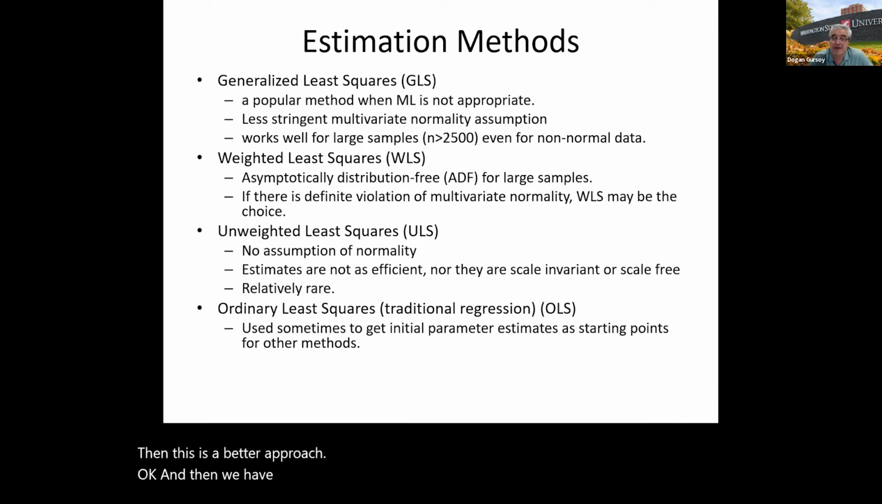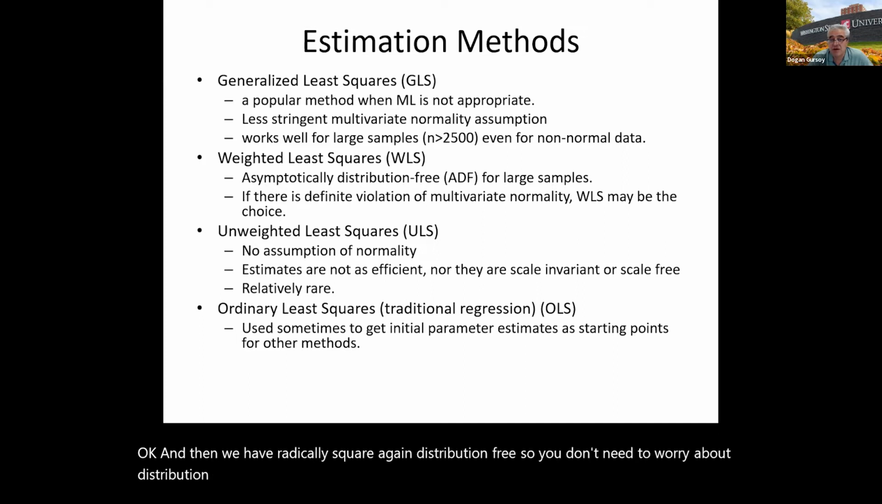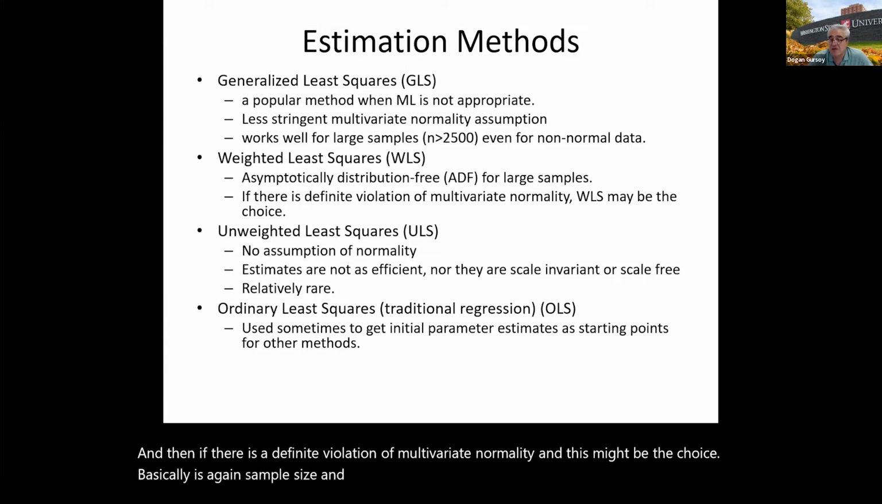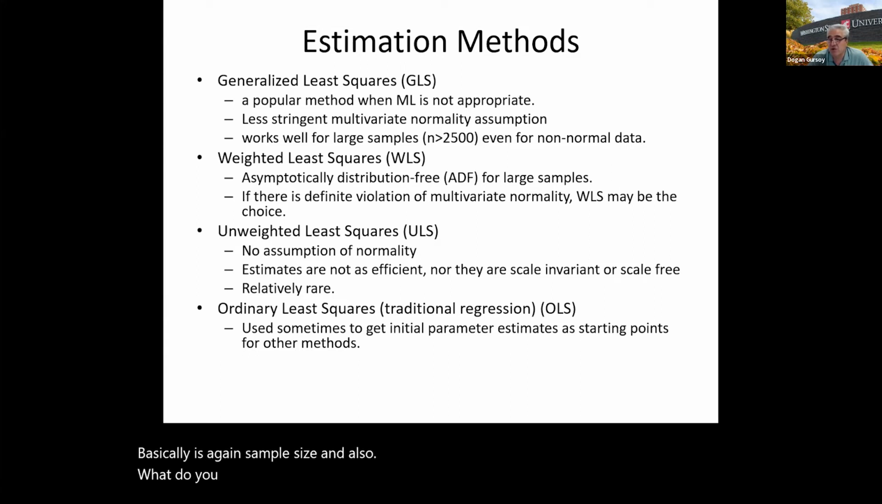Okay, and then we have weighted least squares. Again, it's distribution free, so you don't need to worry about distribution issues. If there is a definite violation of multivariate normality, this might be the choice. Basically, it depends on sample size and also what you want to do. There are different approaches, and you don't have to use one or the other, but you have to justify your choice.